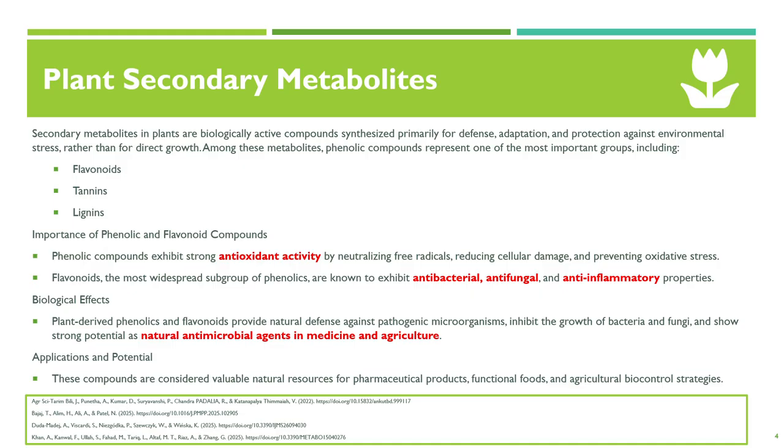Flavonoids, which are the most common subgroup of phenolics, additionally exhibit antibacterial, antifungal, and anti-inflammatory effects. Together, plant-derived phenolics and flavonoids function as natural defense agents. They help protect plants from pathogenic microorganisms by inhibiting the growth of harmful bacteria and fungi. Because of these biological activities, they are increasingly recognized for their potential use as natural antimicrobial agents in both medical and agriculture fields.